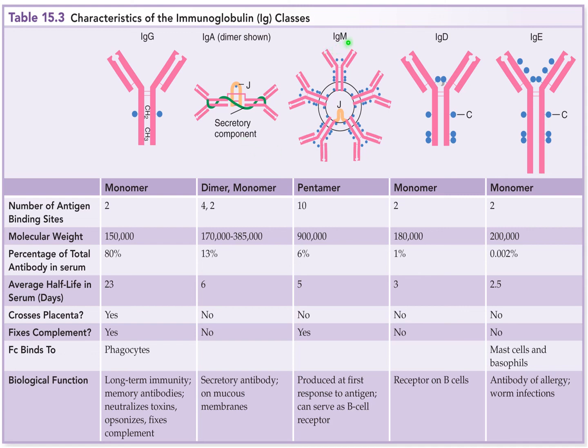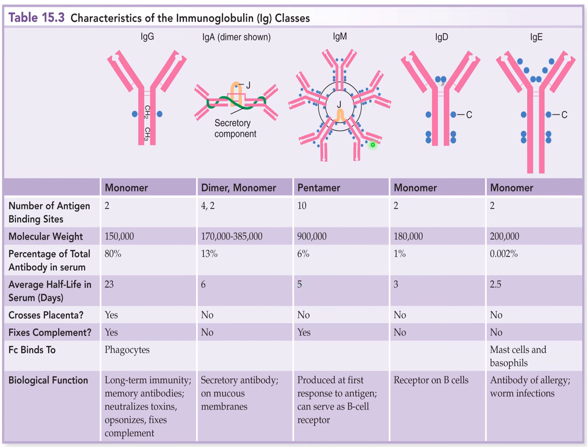IgM. IgM exists as a pentamer. There are 5 of the antibody molecules joined together by a J chain. This is the largest in size of all of the classes. However, it only makes up about 6% of circulating antibody. And one of the reasons for this is it's typically used up very quickly. The average life or half-life in the serum is about 5 days.